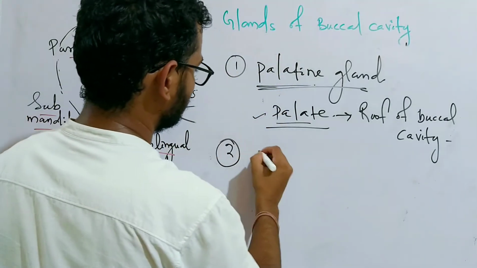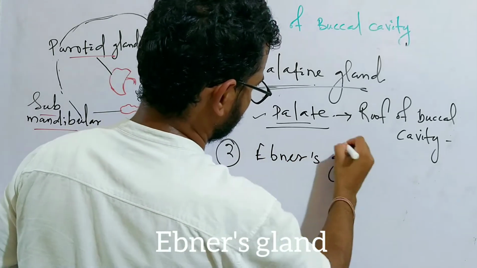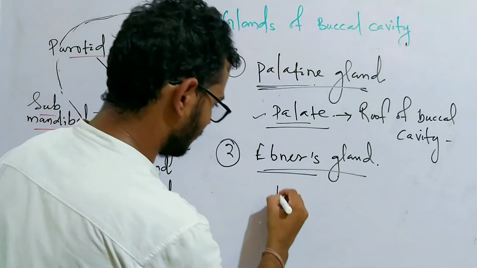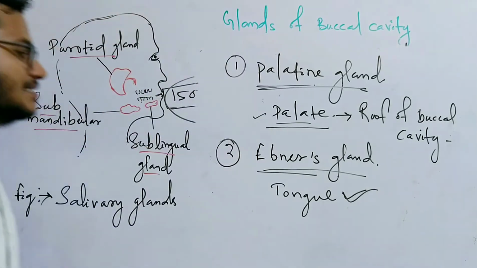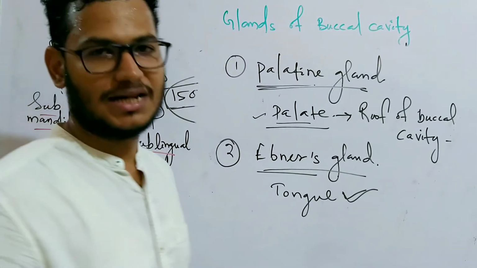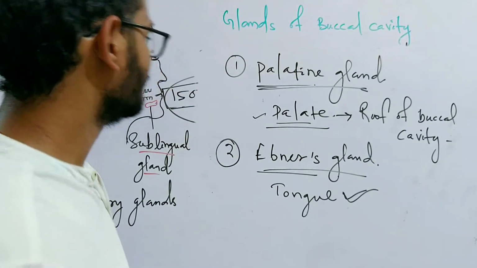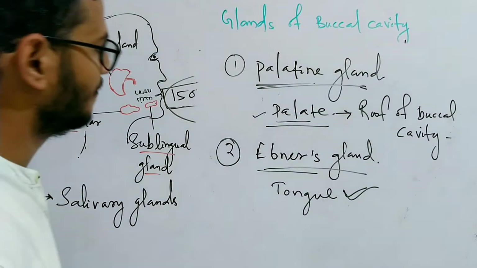Another important one is the Von Ebner's gland. I have already told you that Von Ebner's gland is present in our tongue. So it also plays an important role in lubricating the buccal cavity. It also lubricates the food and helps in swallowing. So Von Ebner's gland and the palatine gland are the important mucous glands present in our buccal cavity.